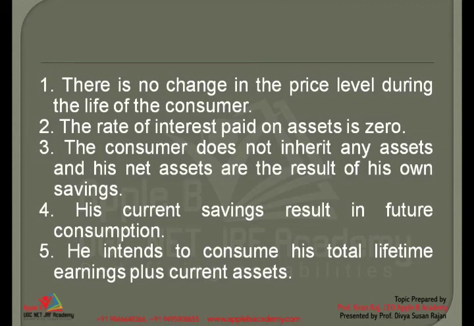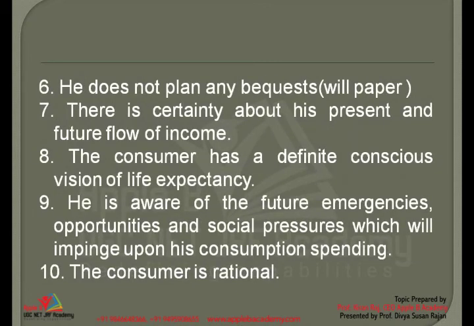Fourth, his current savings result in future consumption. Fifth, he intends to consume his total lifetime earnings plus the current assets. Sixth, he does not plan any bequests, or he does not possess any will paper. Seventh, there is certainty about his present and future flow of income. Eighth, the consumer has a definite, conscious vision of life expectancy. Ninth, he is aware of the future emergencies, opportunities, and social pressures which will impinge upon his consumption spending. Tenth, the consumer is rational.